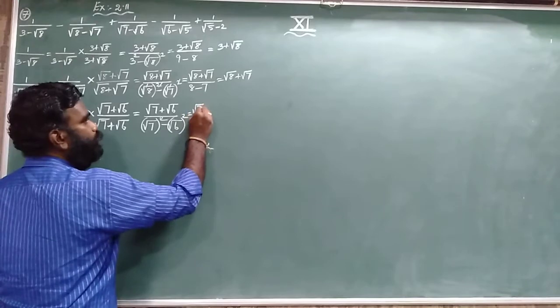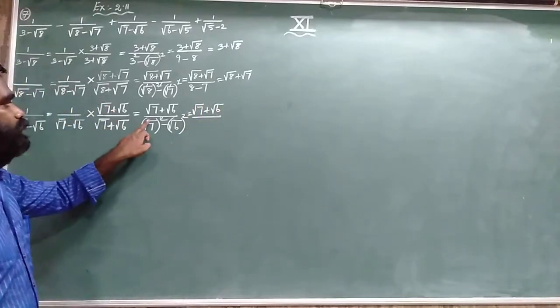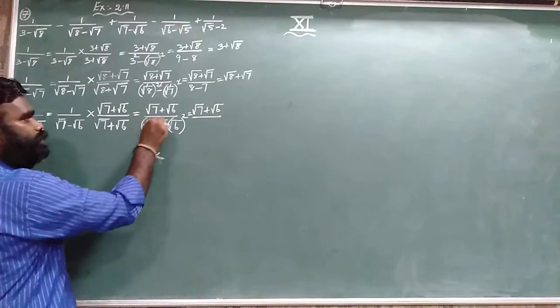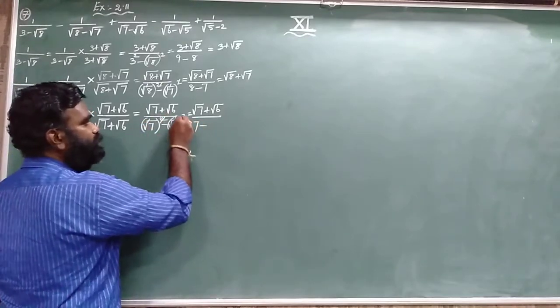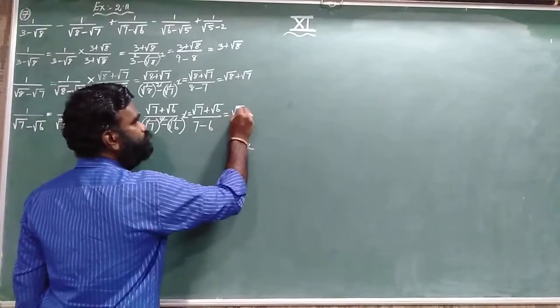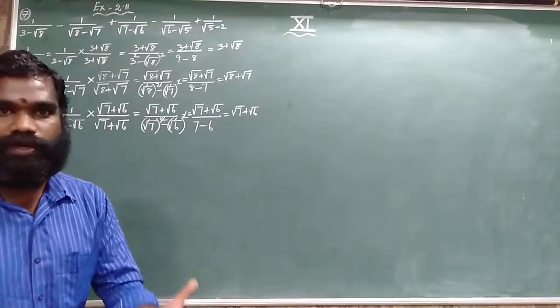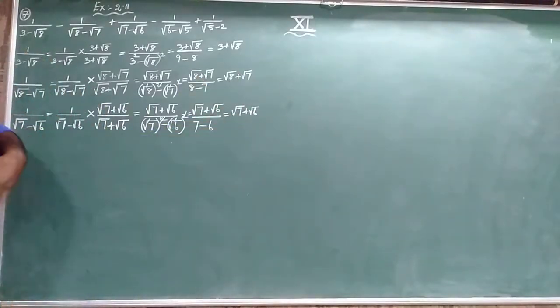The answer is square root of 7 plus square root of 6 divided by, square and square root get cancelled, the answer is 7, and square and square root get cancelled, the answer is 6. So the answer is square root of 7 plus square root of 6, since 7 minus 6 is 1. We don't need to write it, leave it as it is.